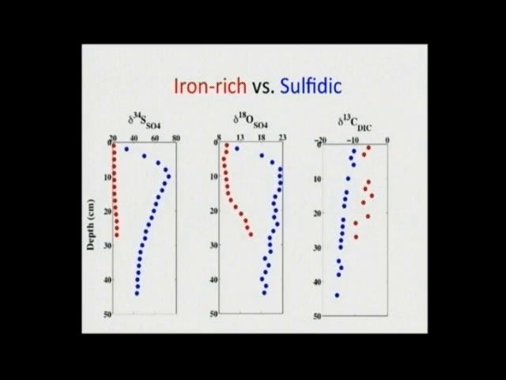Also the isotopes. I just described the isotopes in the iron-rich sediment: we don't have a change in the sulfur isotopes, and the oxygen isotope does change, but this is because of the process of this recycling of sulfate. But in the sulfidic sediment, we are getting a coupled change in the sulfur and the oxygen, which is what we expect during sulfate reduction. Now, interestingly, in the sulfidic sediment we also have a production of methane, which we don't have in the other core.